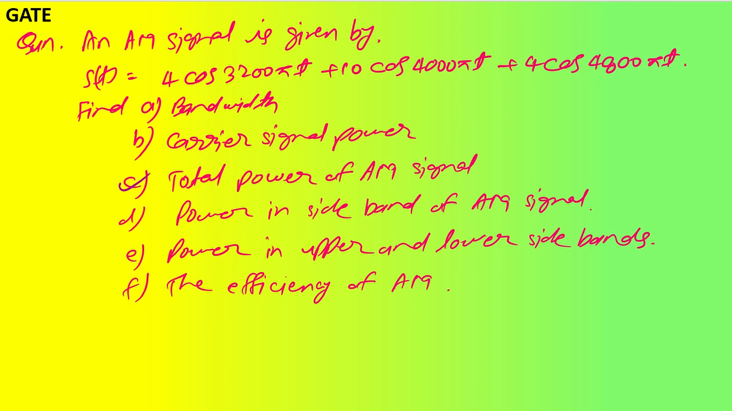So what we will do is first try to understand what this particular signal is. As I have already told you guys, an amplitude modulated signal is Ac into (1 plus mu cos 2 pi fm t) into cos 2 pi fc t. If you expand this, you are going to get Ac cos 2 pi fc t plus Ac into mu cos 2 pi fm t cos 2 pi fc t.